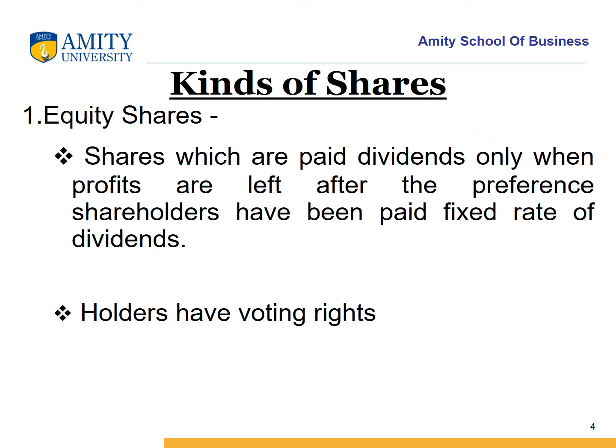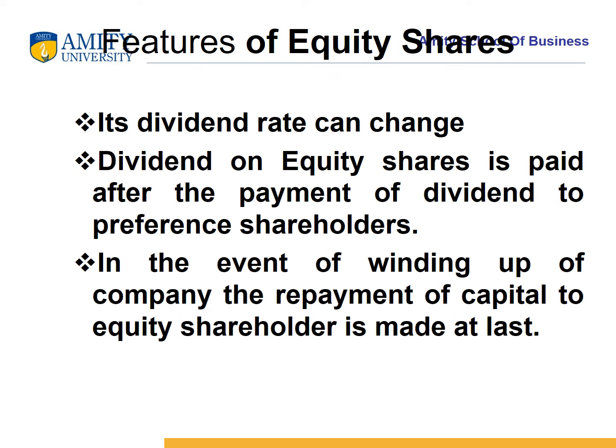Different kinds of shares. The most popular is the ordinary shares or the equity shares. They are paid dividends only when profits are left after the preference shareholders have been given their share of dividends, which is at a fixed rate of dividend. Holders of ordinary shares have voting rights at all meetings of the company in proportion to the shares held by them.